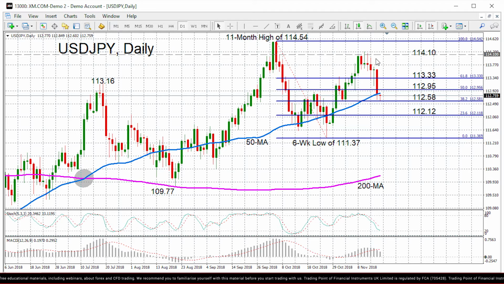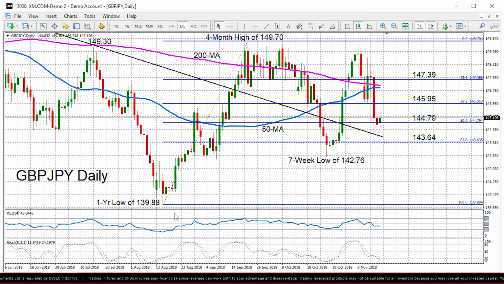We've seen a strong resistance area around 114.10, with 114.20 being the November peak, and then above that, if the pair is able to re-challenge that 11-month high of 114.54 from back in September, we could see the bullish outlook being reinforced. Let's now move on to the pound yen pair.